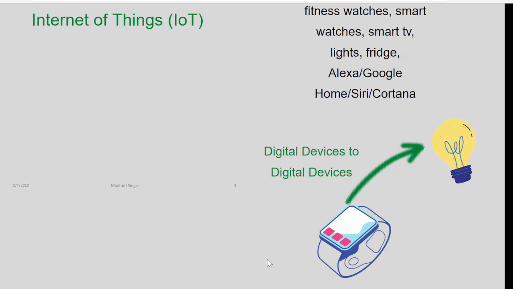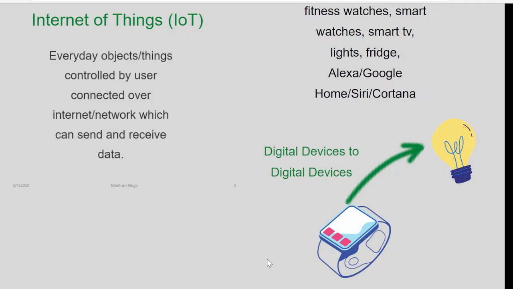Now, I suppose you might be getting some idea of Internet of Things, right? In simple words, if I have to summarize Internet of Things, then Internet of Things is any everyday object. It could be your watch, it could be your refrigerator that you are using, it could be the pen that you are using. It could be any everyday objects or thing or any consumer goods which is controlled by the user. That is the mandatory requirement, that it must be controlled by the user.